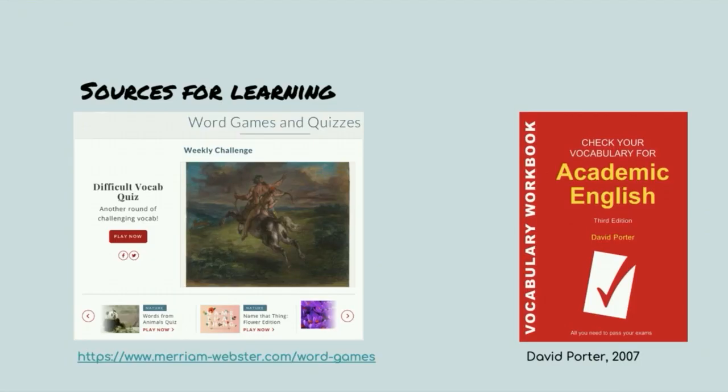I'd like to invite you to take a look at this screen. On this screen, I provide 2 sources for vocabulary learning. The first one is from the Merriam-Webster website. They have word games. They have quizzes as well. It's going to benefit you a lot if you take some of the practice from here. If you would like to put the words in context, try to access the second source, that is the book Check Your Vocabulary for Academic English. These 2 sources are my favorites in learning vocabulary. And I hope that by providing this to you, you are going to learn a lot from these sources.